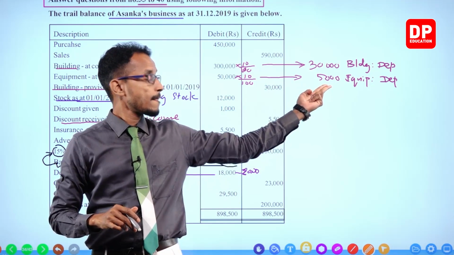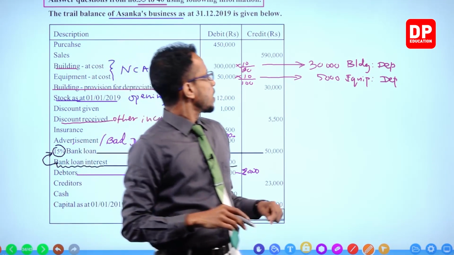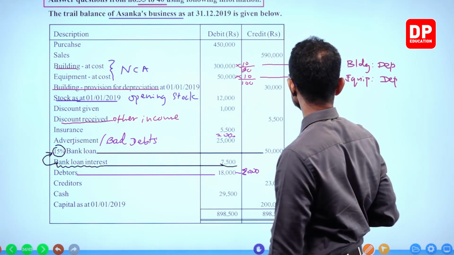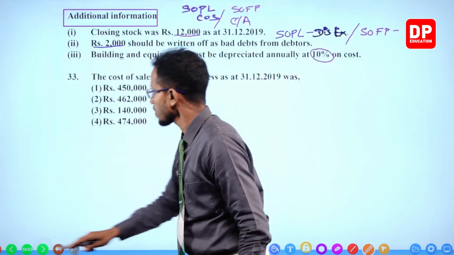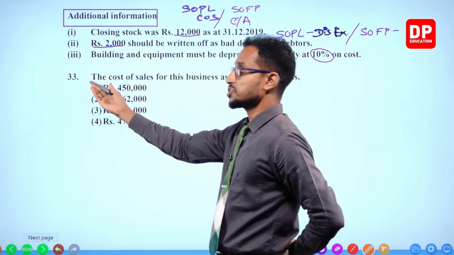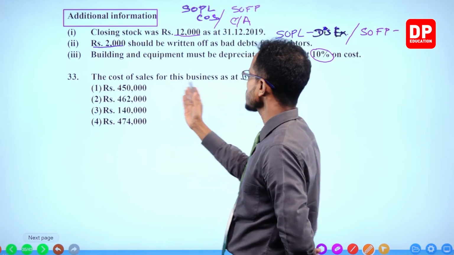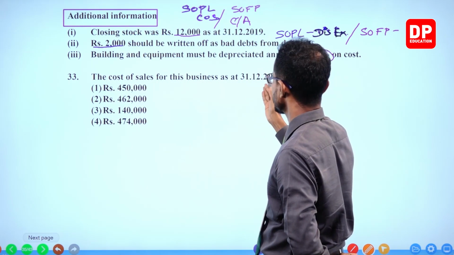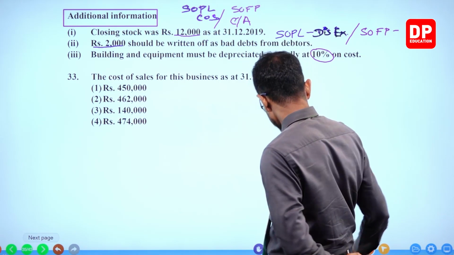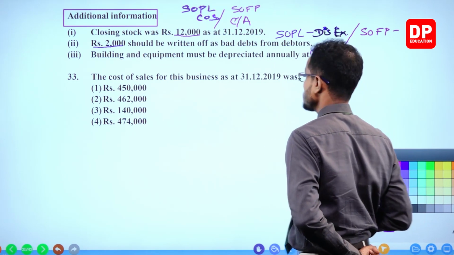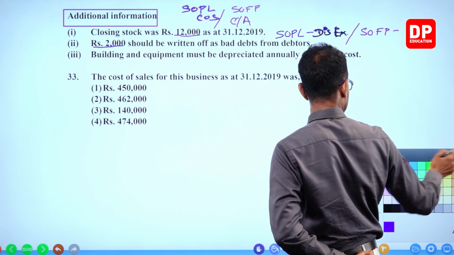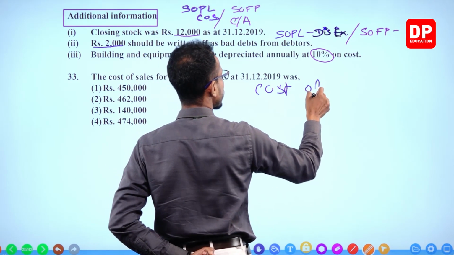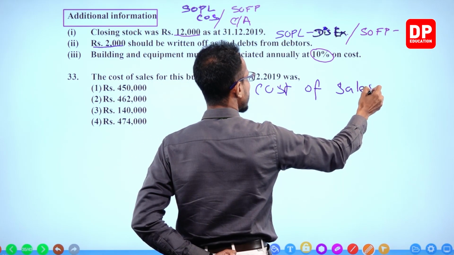Now, we are done with the adjustments, right? Question: cost of sales for this business as at 31st December 2019. Okay, let's take the cost of sales calculation and do the calculation right here.